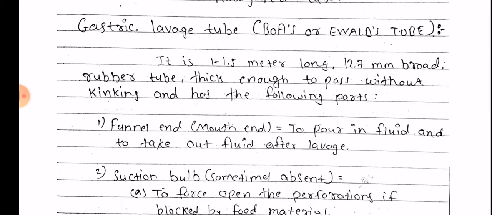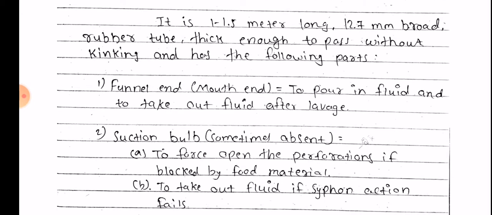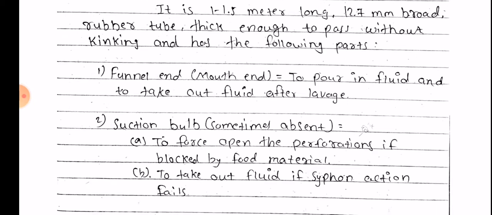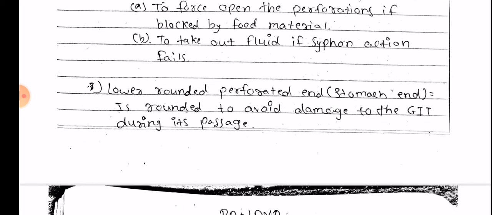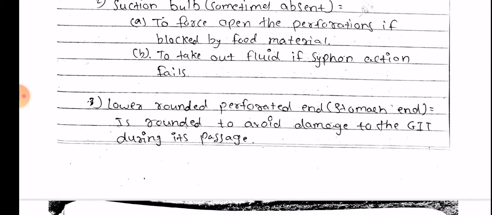tube. It is 1 to 1.5 meter long, 12.7 mm broad, rubber tube, thick enough to pass without kinking, and has the following parts: funnel end, mouth end, to pour in fluid and to take out fluid after lavage. Suction bulb, sometimes absent, to force open the perforations if blocked by food material, to take out fluid if siphon action fails. Lower rounded perforated end, stomach end, is rounded to avoid damage to the GIT during its passage.